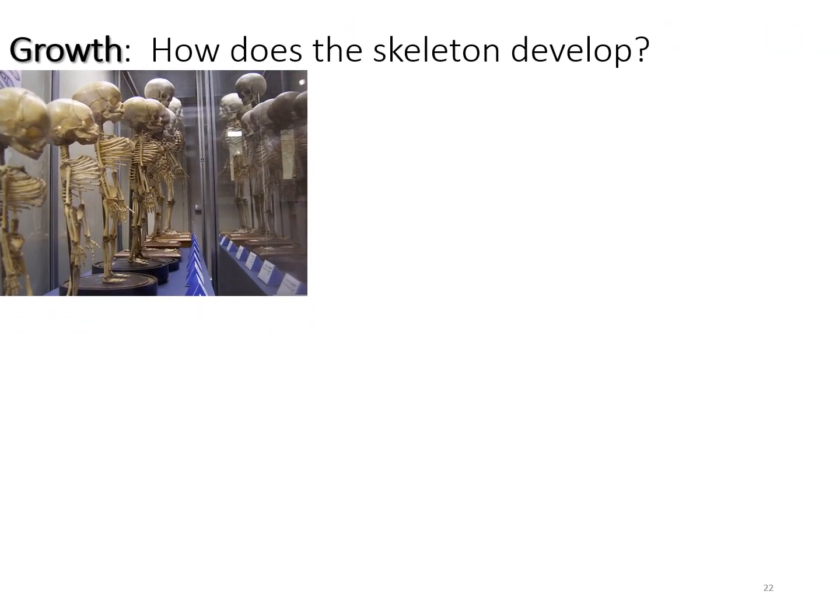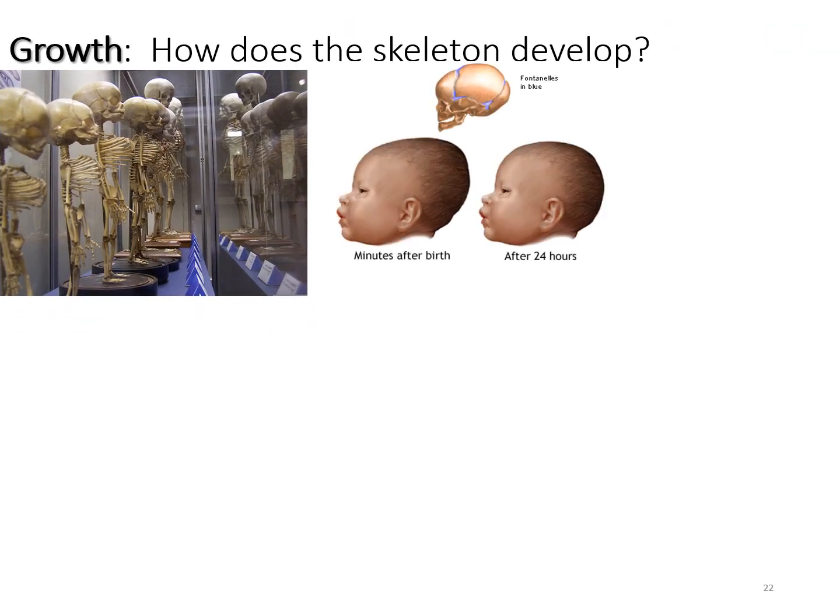So growth, how does the skeleton develop? Well, it ossifies basically. You have cartilage at the ends of the long bones, which turns to bone. That's how we grow. If you take a baby's skull, for instance, it does have the bones of the skull, but there's a lot of cartilage in there, and that allows the head to literally be squashed a little bit as birth is given to said baby.